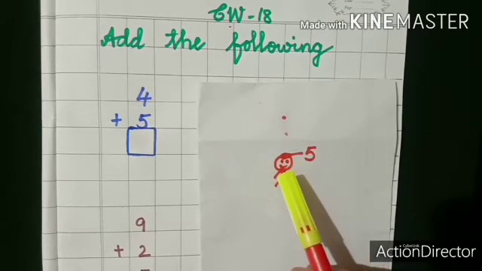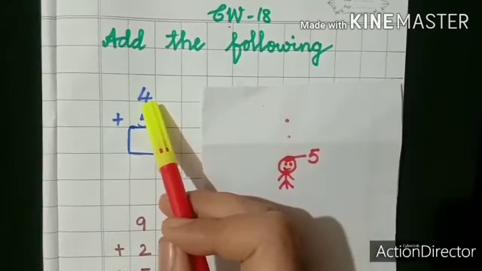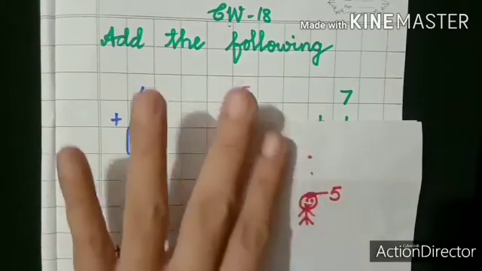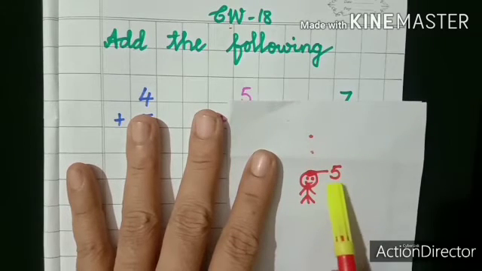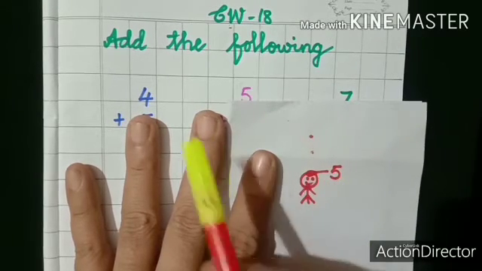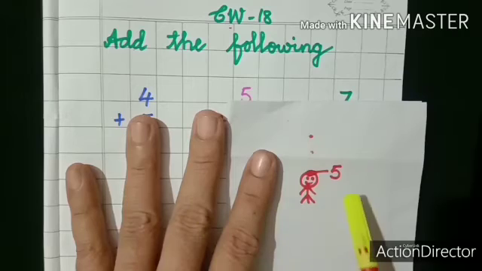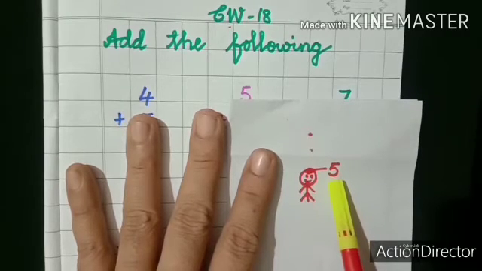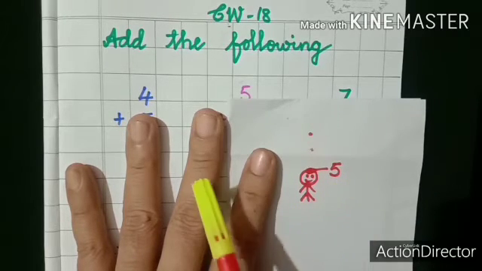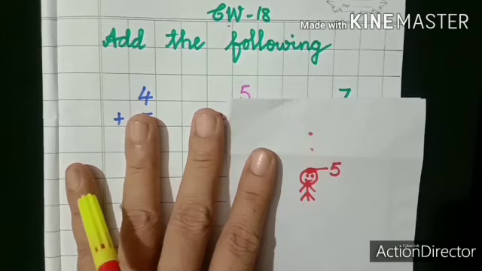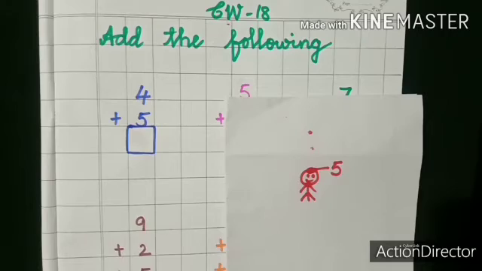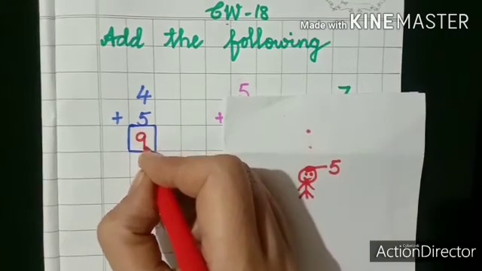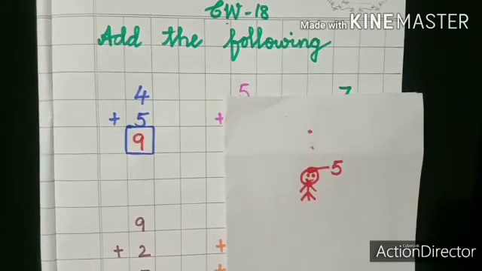Which is the smaller number? 4 is the smaller number. Open 4 fingers. 5 in my mind, 4 on my fingers. After 5, 6, 7, 8, 9. So 9 is the sum. 4 plus 5 is equal to 9.